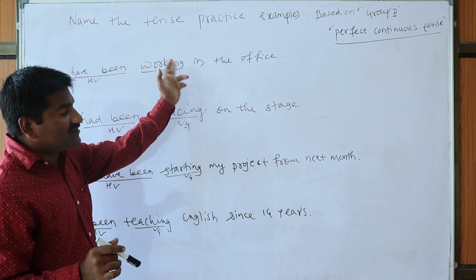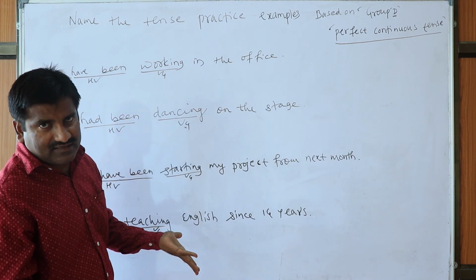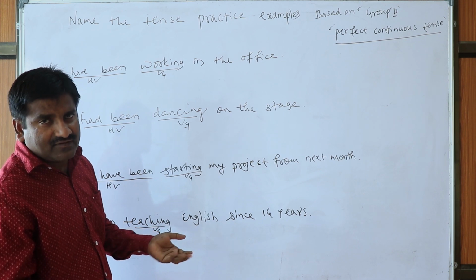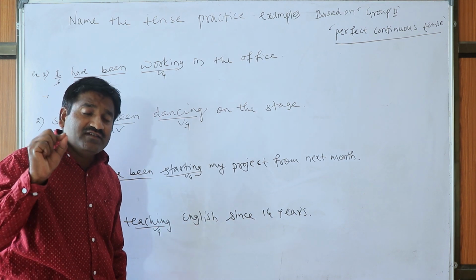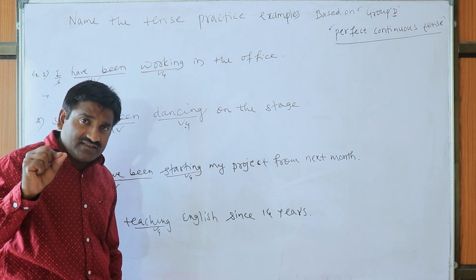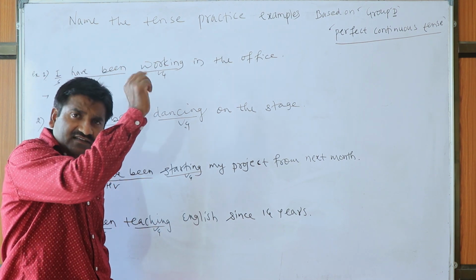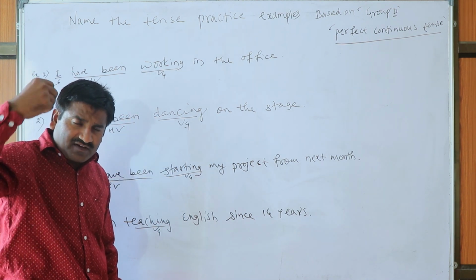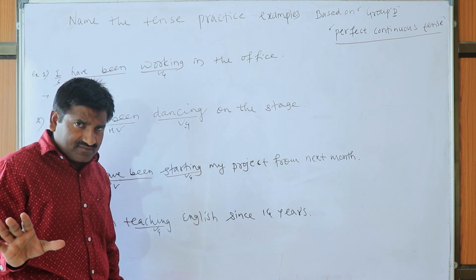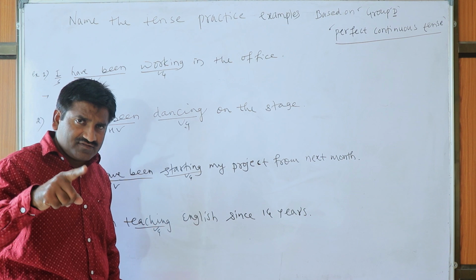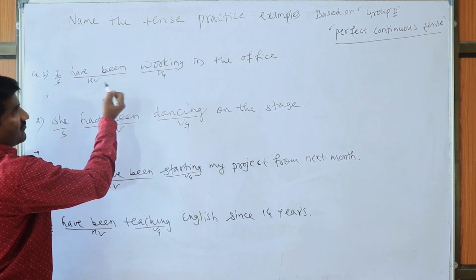Subject and object, or subject and complement, these are compulsory elements in any sentence. That is why, if we want to solve name the tense or identify tense activity, it doesn't matter whether it belongs to perfect continuous tense or perfect tenses or continuous tenses or simple tenses, our focus must be on main verbs and helping verbs. That's all. So here, I have been working in the office.